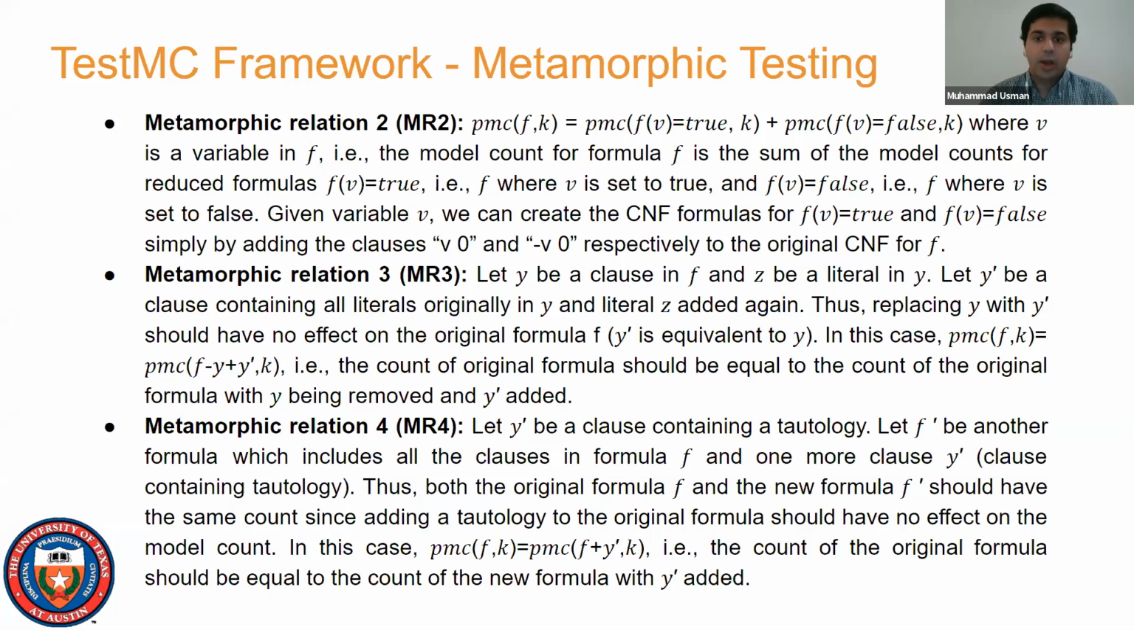In MR4, we add tautological clauses. So our tautology is always satisfied, and that shouldn't affect the model count as well. So the model count for F and F prime should be the same. So these are some metamorphic relations. The mathematical details are in the paper.